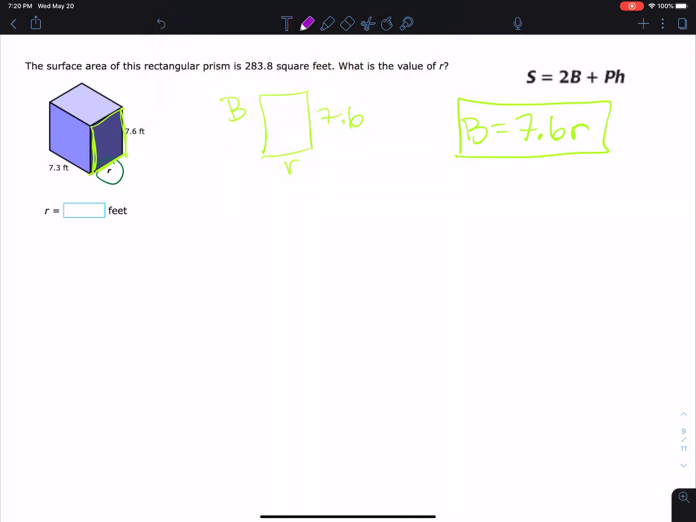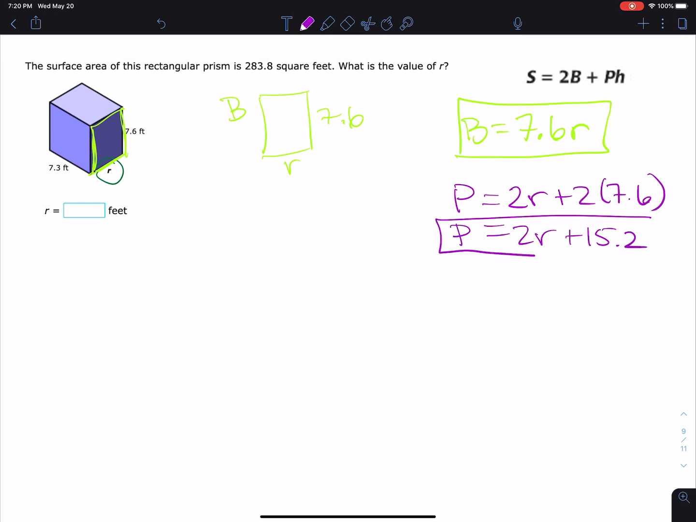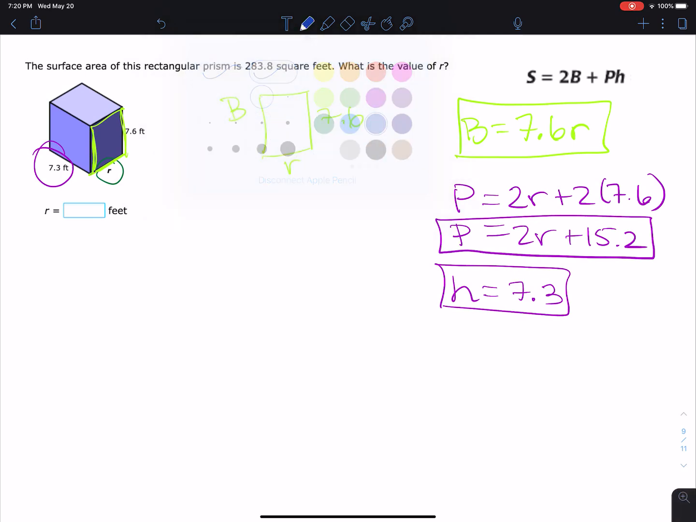All right, now let's go ahead and find the perimeter of the base. So perimeter of the base would be 2 times R plus 2 times 7.6. So 2 times 7.6, that's 15.2. Okay, so that's my perimeter. You can't go any further because you've got a variable R and then just a constant. Then my height is what connects the bases, and that would be 7.3. All right, we're good to go. Let's plug everything into our formula.